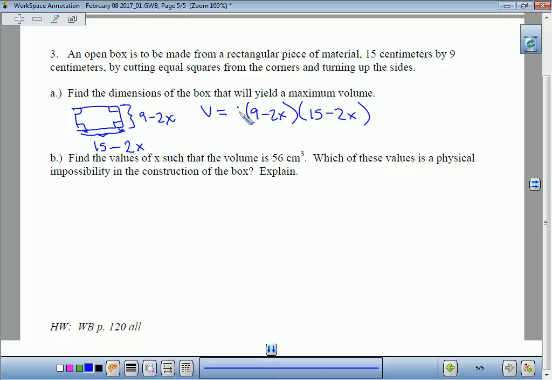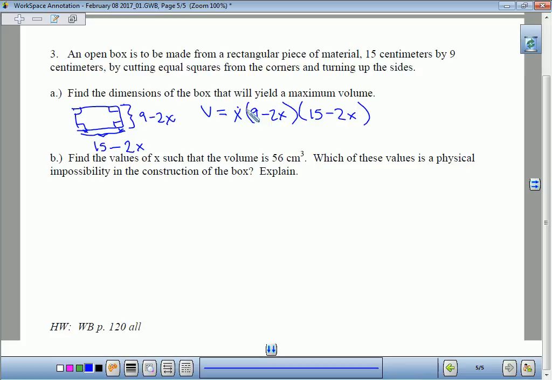Okay, this is not a quadratic. It's cubic. It's a higher degree polynomial function. We've studied the cubic. The leading coefficient, positive or negative? Positive. So we know the ends are going like this. The ends are going like that.